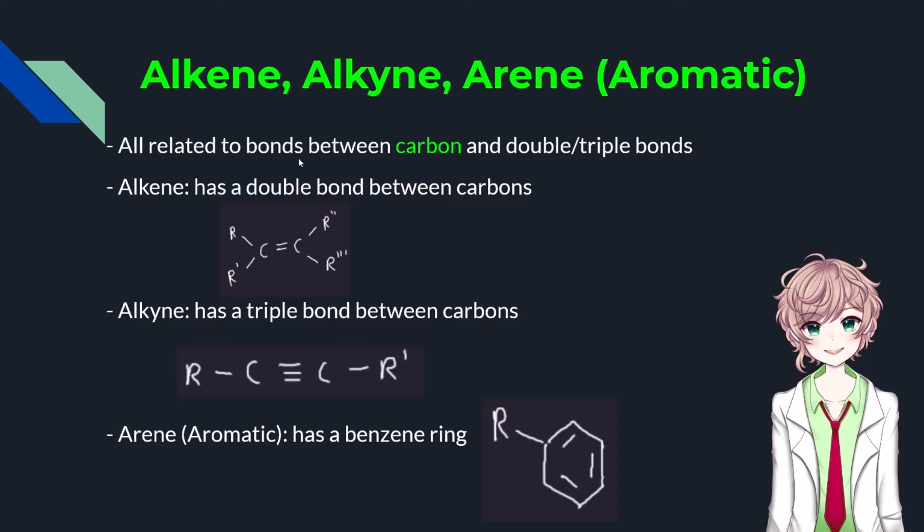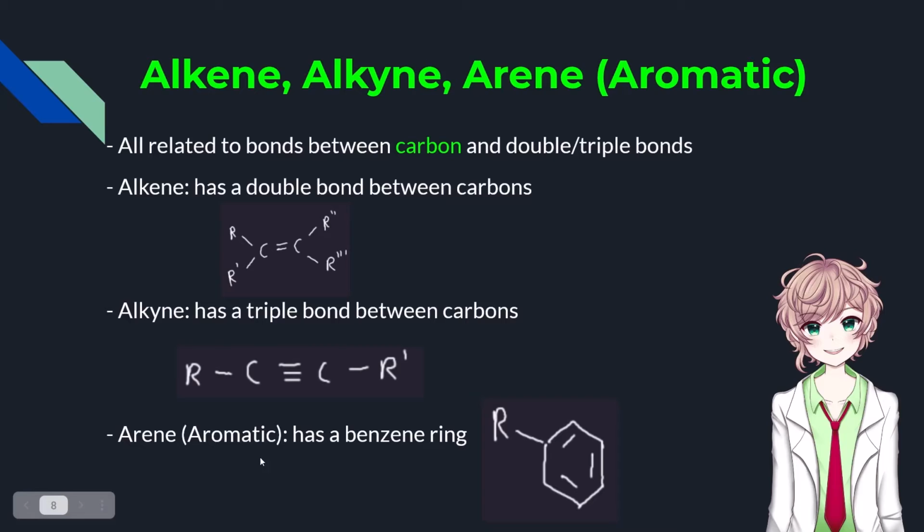Alkene, alkyne, and arenes, also known as aromatic functional groups, are all related to bonds between carbons and usually have double or triple bonds. So let's go over what an alkene is. An alkene is just a carbon double bonded to a carbon, and that's pretty much all it is. An alkyne is a carbon triple bonded to a carbon, and again, that's pretty much all it is.